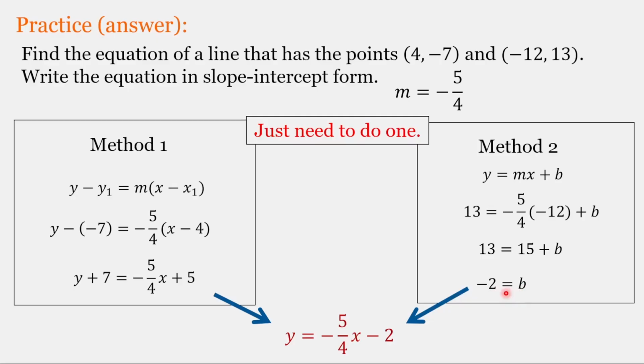Now we know the y-intercept and the slope. We can plug those values into the slope-intercept form, and again we're going to end up with y equal to -5/4 x minus 2. Either method works. You just need to do one of them.